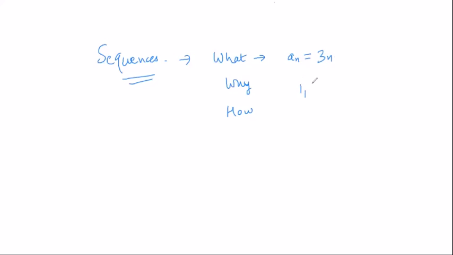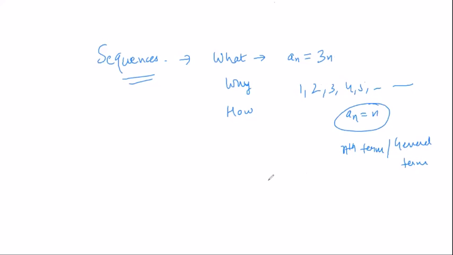For example, you have a sequence 1, 2, 3, 4, 5, 6. That is the sequence of natural numbers. So we'll just take it as an equals n. This is going to be the nth term or the general term, right? And if you have another sequence, say 3, 6, 9, 12, this is going to be a sequence of multiples of 3. So you have all the multiples of 3 arranged in an order. So the general term of the sequence turns out to be 3 into n. That is the general term.